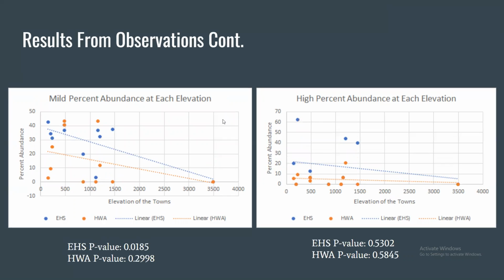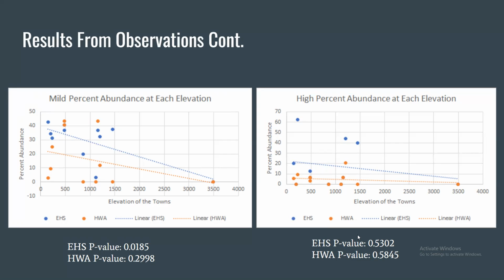And as Hannah said, these are 2 graphs showing the mild percent abundance and the high percent abundance using the same x-axis for the elevation of the towns and the percent abundance on the y-axis. And again, we only found a significant value with the scale at the mild percent abundance. And with this downward trend line, it shows support for our hypothesis that at the lower elevations, you are more likely to find these mild percent abundances than you would at a higher elevation. You can also see this trend being followed in the high percent abundance, but it is not statistically significant.